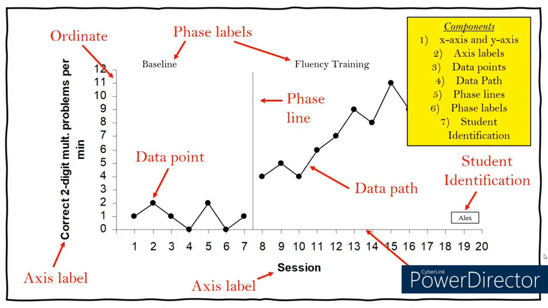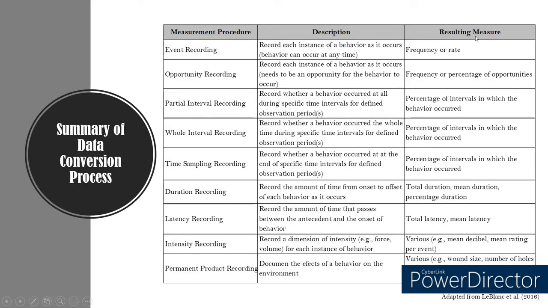And as you can see, it's really clear. There is no color on it. A graph is typically black and white. There are no grid lines. You want to see and understand it, and you can do it very well. So you have understood the ordinates, the phase labels, the phase lines, the data points, the data path, and how we identify the student identity.